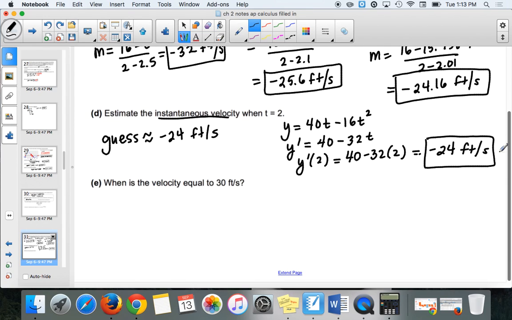And then E says, when is the velocity equal to 30 feet per second? So we're finding when our velocity is equal to 30 feet per second. Our velocity was the one up here, v of t equals y prime. So we're going to have 30 equals 40 minus 32t, and then we solve it out. So subtract your 40 over. So 10 over 32, which is 0.3125 seconds.